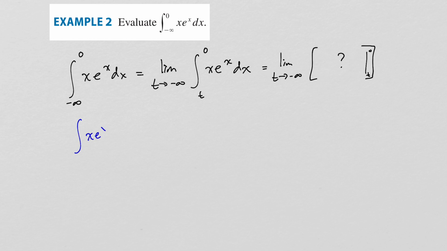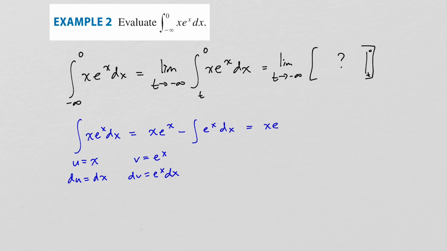We have the integral of x e to the x dx. This requires integration by parts. So I will let u equal x, and dv will be e to the x dx. And then applying integration by parts, we get x e to the x minus the integral of e to the x dx. And this is x e to the x minus e to the x. Or I can simply write this as e to the x times x minus 1. So we'll go ahead and put that in here.